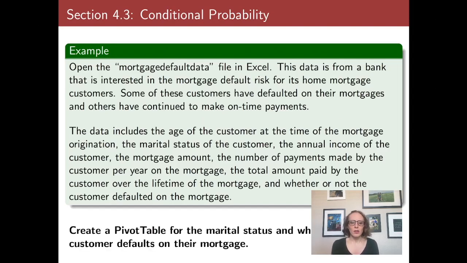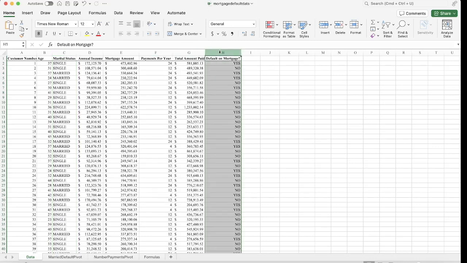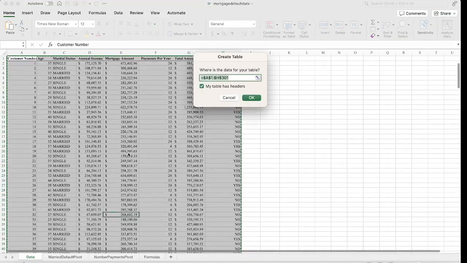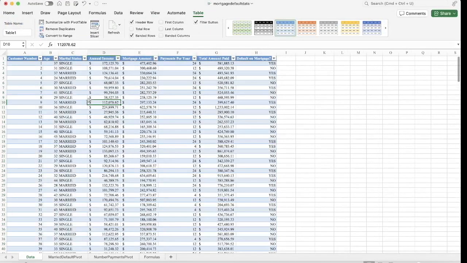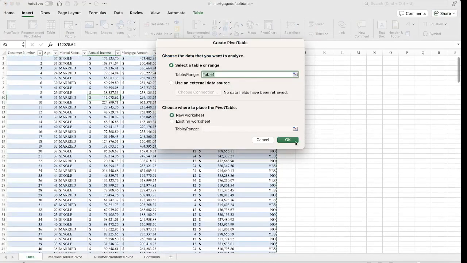So let's look at marital status and whether or not they defaulted, and let's do that by making a pivot table for those two things. So here's our data. We want to make a pivot table for marital status and whether or not they have defaulted. Over on the right, there's default on mortgage. I'm going to highlight this whole table and make it a table in Excel by hitting Command T. We don't have to do that. And then let's insert a pivot table and put this in a new worksheet.